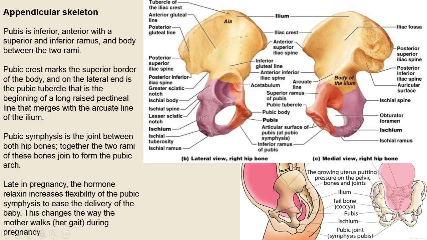Lots of words here, but let's just look. We're looking at the pubis, inferior, anterior with the superior and inferior ramus. Okay, there's a lot of words there, but if we remember ramus just means branch. So you notice that the pubis has two different branches that connect it to the ischium. That's all we're saying here. So here's a ramus, and there's a ramus, connecting it to the ischium.